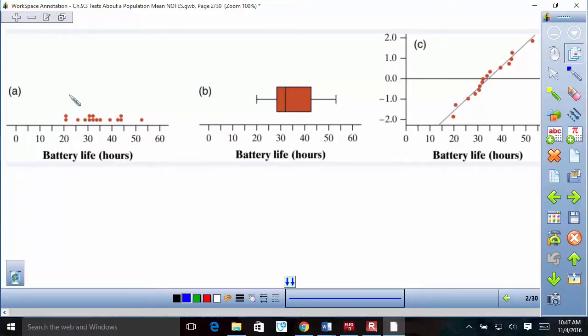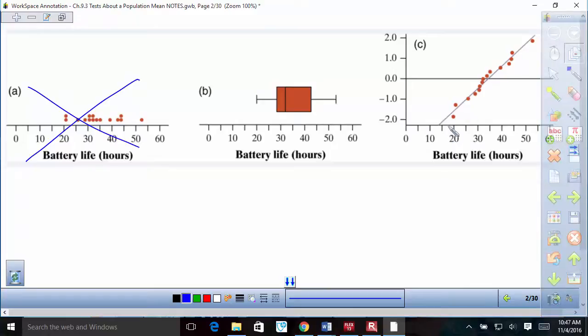This dot plot, I can't really tell anything from that, so we really don't use dot plots very often. The box and whisker plot and the normal probability plot are really good. This is supposed to be linear, and it is, right? Relatively straight line. This one is supposed to be symmetric. Can y'all see that? Yeah. It's a little bit skewed right, but there are no outliers.